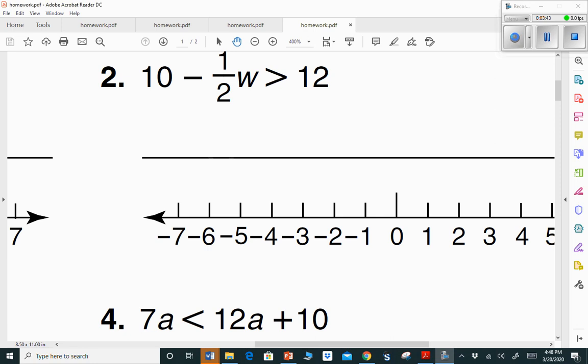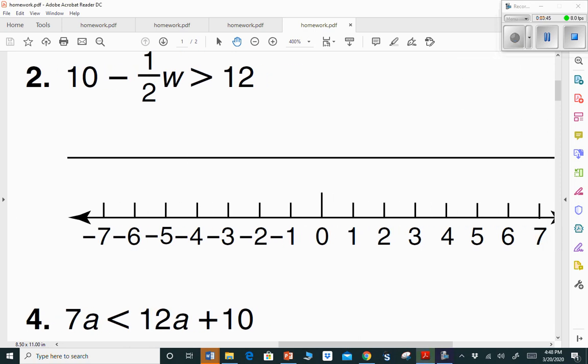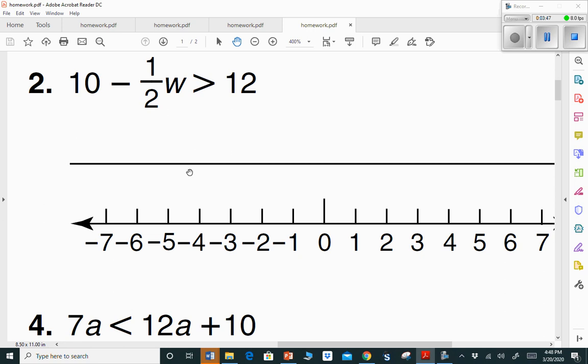All right, here's question number 2. Go ahead and copy it. 10 minus 1/2 W is greater than 12. Okay, so essentially we're going to solve it the same way as we solve an equation. There's going to be an exception here, though. That minus goes with the 1/2 W, has nothing to do with the 10.